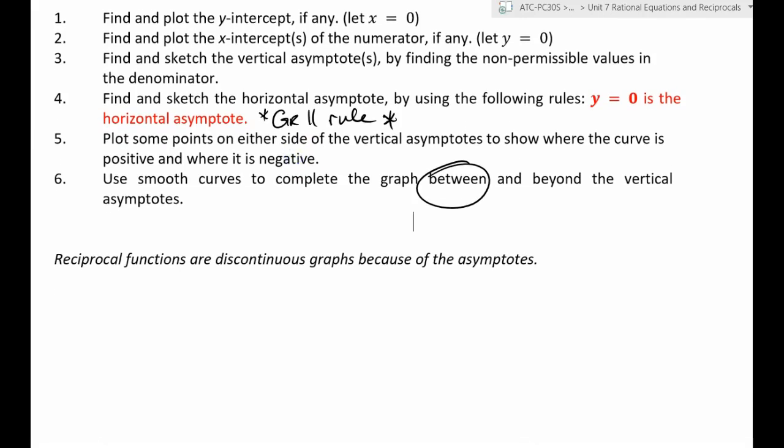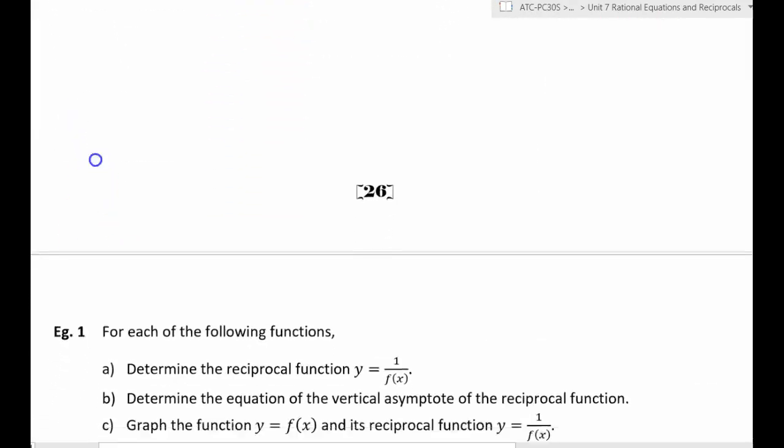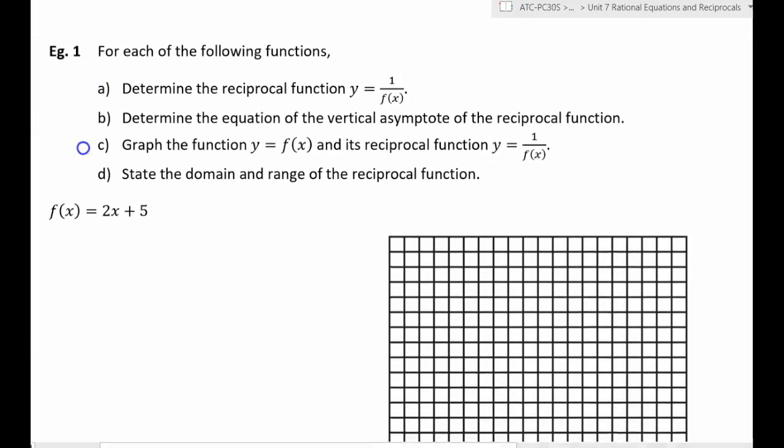They are called discontinuous, is the word we use for reciprocal functions, because they have asymptotes. So I can't just take my finger and start on the left-hand side of my curve and follow it and get all the way to the right-hand side without lifting my finger. That's what makes it discontinuous. So let's try it out.